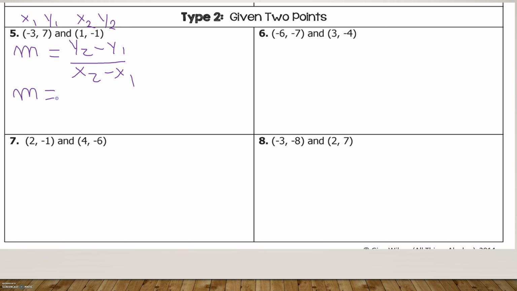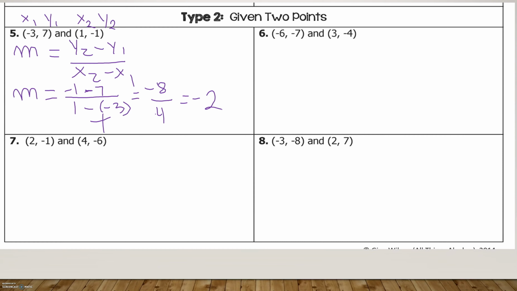Now here, this is the place where we have to be careful about the signs. So y2 is negative 1, y1 is negative 7, so it's minus negative 7. x2 is 1, and x1 is negative 3. Notice how I'm writing negative 3. So my slope is negative 8 over, this becomes a plus, so over 4. So slope is actually negative 2. Always simplify when you can.